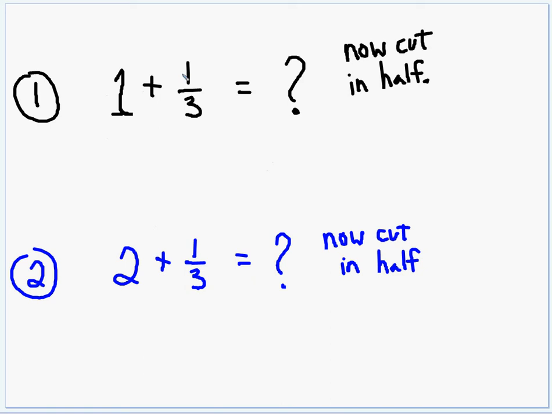If I've got a 1 and I'm going to add 1/3 to it, I could write that as 1 and 1/3. And then as an improper fraction, 3 times 1 is 3, plus 1 more is 4, so that's 4/3.